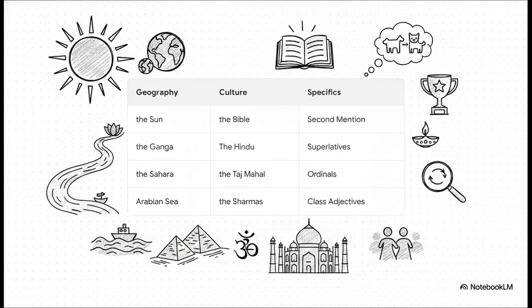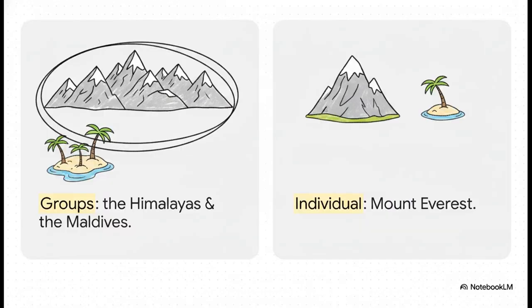But if my next sentence is, the dog was barking, boom, it's specific. We know exactly which dog we're talking about now. But you have to watch out for exceptions. Geography can be a bit of a minefield for sure.